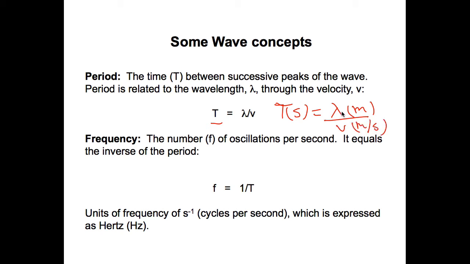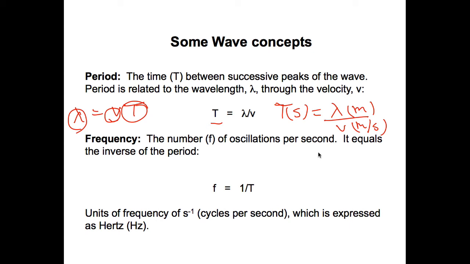So if you prefer, you could rearrange this to write that the wavelength equals the velocity times the period, and that should remind you of something you probably learned a long time ago, that is distance equals rate times time. So the units here: wavelength is units of distance, the speed is units of velocity or rate, and time, or period, has units of seconds. So it's fairly easy to remember this simple relationship between the period of the waves, that is the time between successive peaks along the wave, and its wavelength and its propagation speed.